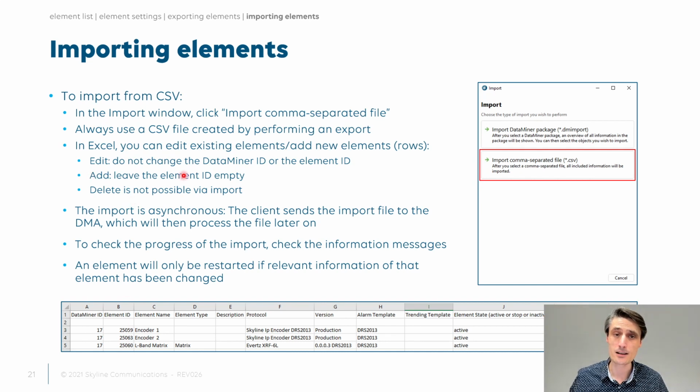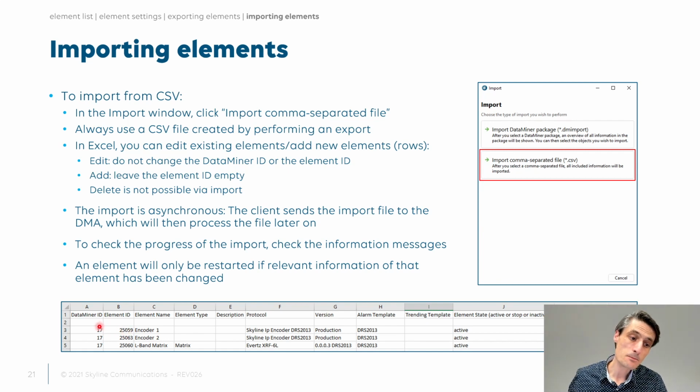If you want to add a new element, you can just add a new row in there, populate all the fields, but leave the element ID empty. Do not assign an element ID because that could conflict with another element. If it's an empty element ID, we know like, okay, that's a new element, we'll create one.